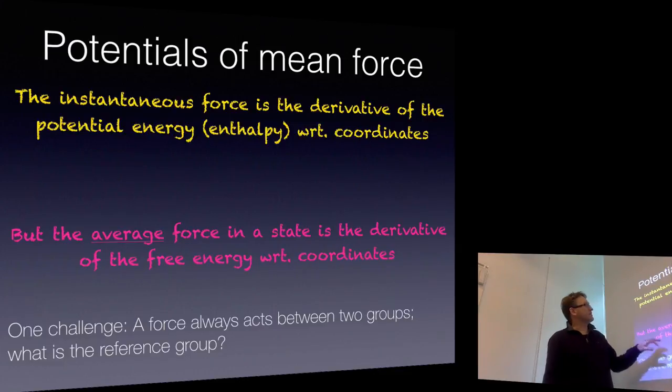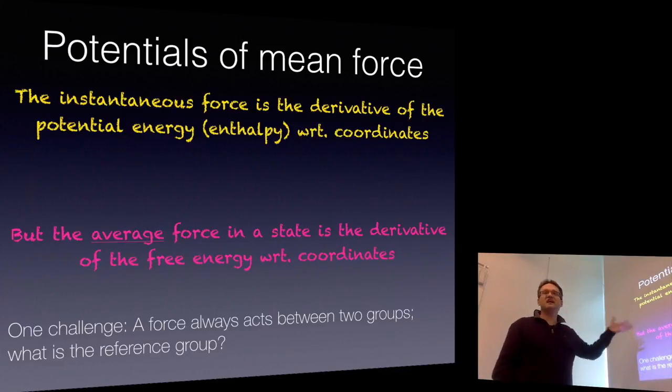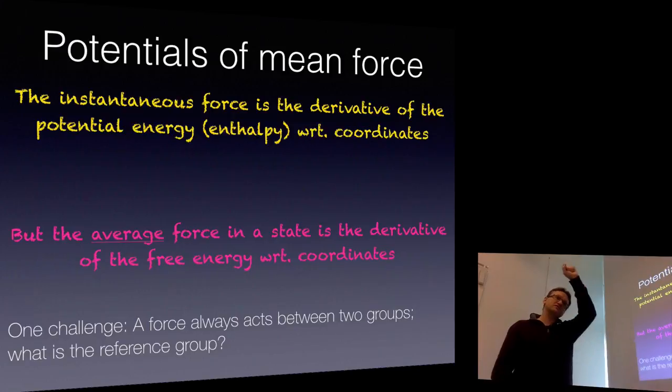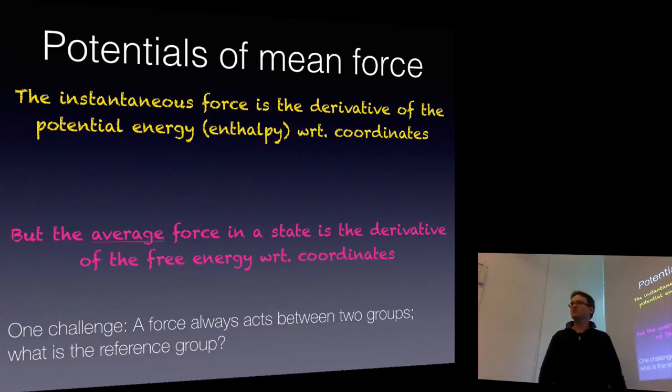So in theory, if I just run a simulation and calculate the average force as a function of something, for instance, with respect to a coordinate, I pick 10 different simulations, and I calculate the average force in each of these simulations. If I integrate that average force, I get the free energy along those coordinates. And that's what you use in this umbrella sampling. We didn't call it potential of mean force anyway.